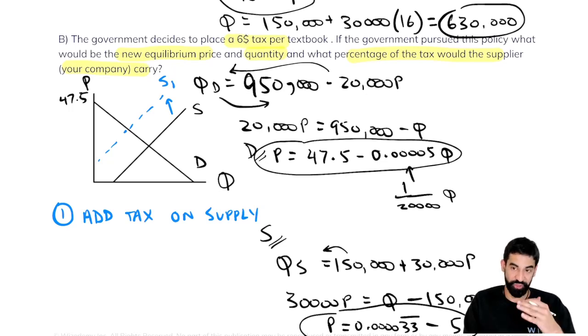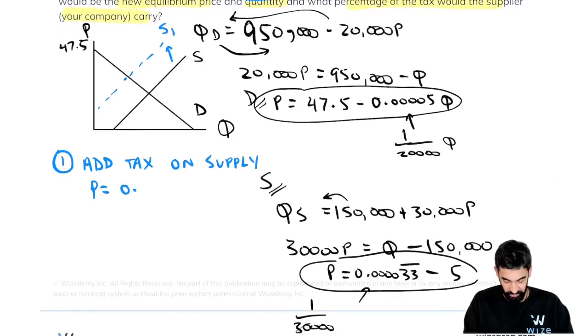So now the supply is shifting upwards by $6 because they said there's a $6 tax. So the new supply curve is going to be the supply that you just got, 0.0000, 4 zeros and then 3 reoccurring Q minus 5 plus 6. You're adding the $6 tax on.